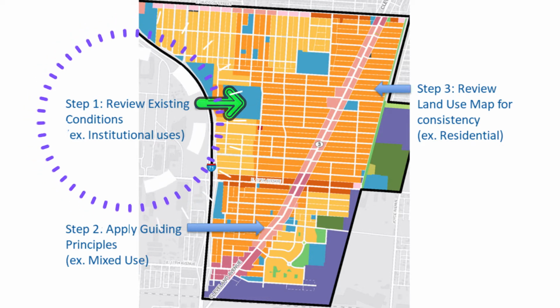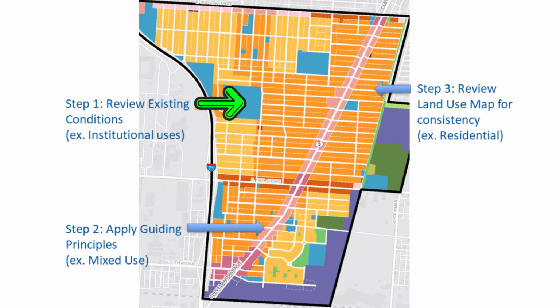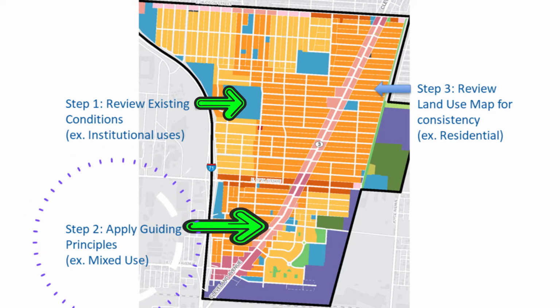In the first step, institutional uses are recommended where they already exist. In the second step, mixed use is recommended along the primary corridors of Cleveland Avenue and Hudson Street. This recommendation is supported by the guiding principles. In the third step, neighborhoods are recommended for a consistent density level.